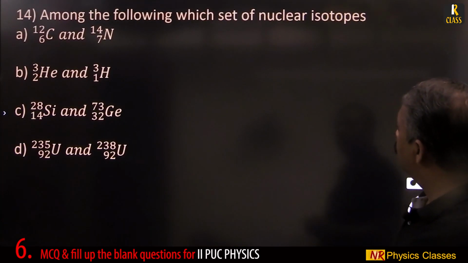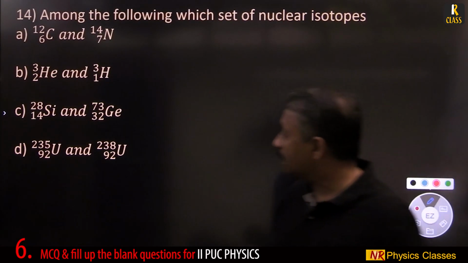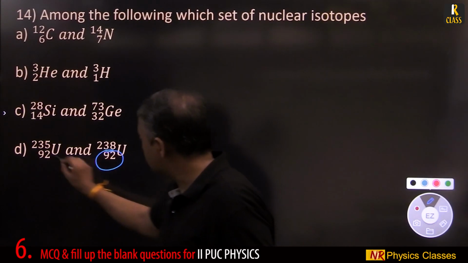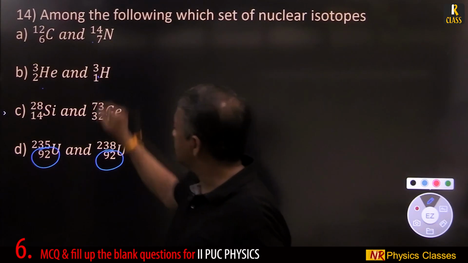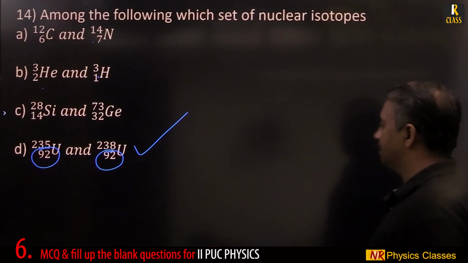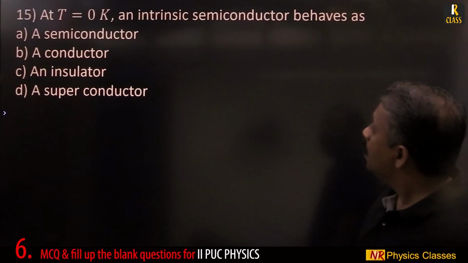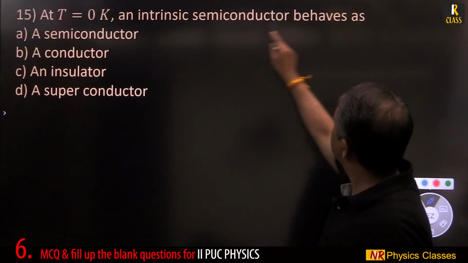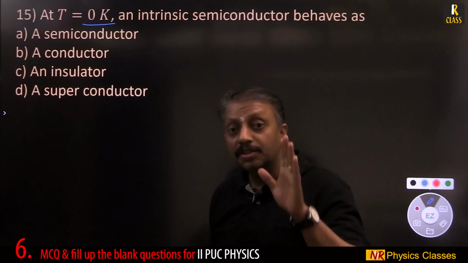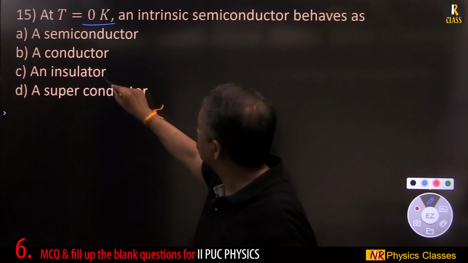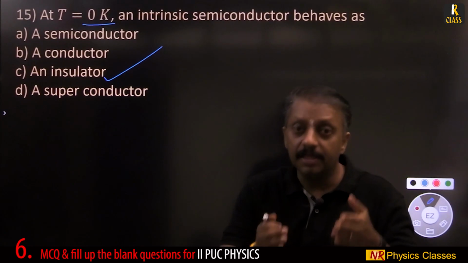Among the following, which set are nuclear isotopes? Isotopes have the same atomic number. At 0 Kelvin, the intrinsic semiconductor behaves as an insulator. As temperature increases, conductivity increases.